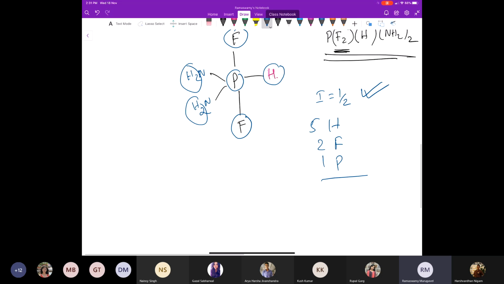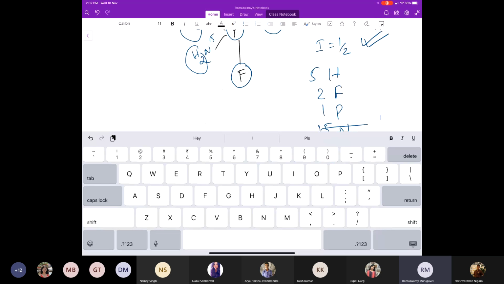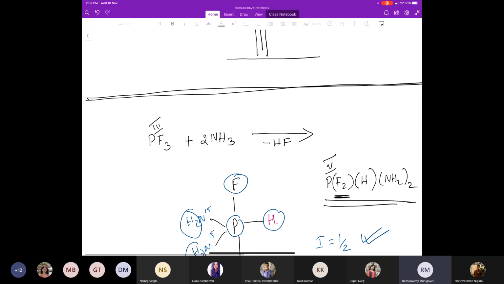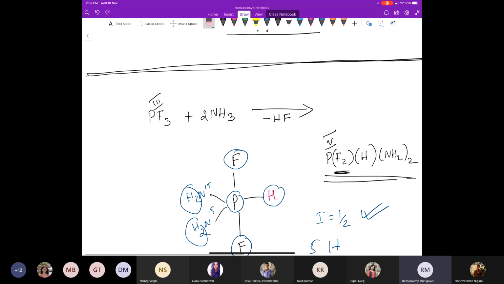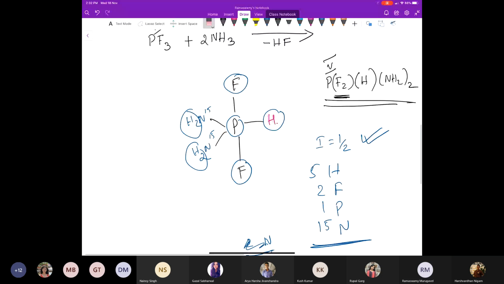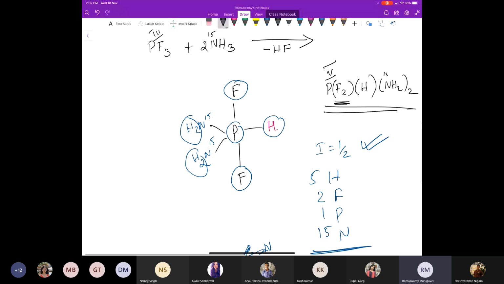In addition, I have 2 nitrogens. As I said, 14 nitrogen is of no use to us. But if I can enrich this into 15 nitrogen, the list gets expanded. The enriching is not such a difficult job. You can easily enrich any sample. All that you need to do is buy ammonia which has been enriched with 15. If I can use here 15 nitrogen enriched ammonia, my product will have 15 nitrogen.